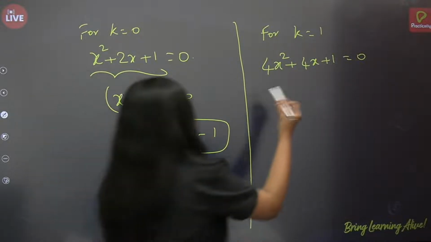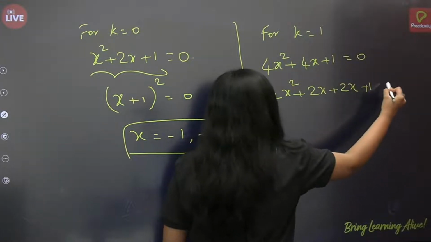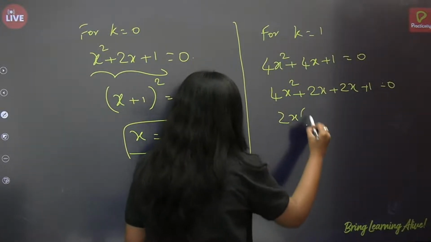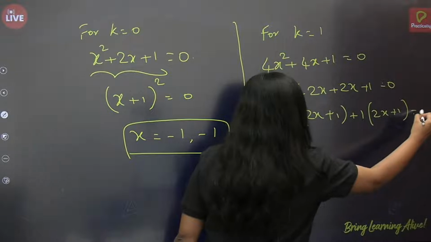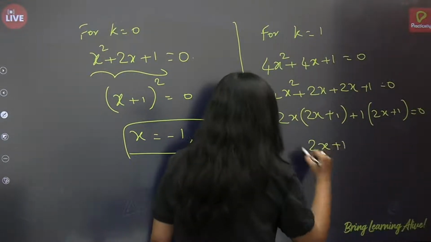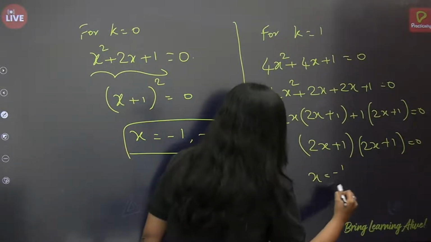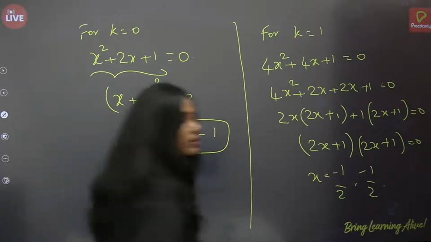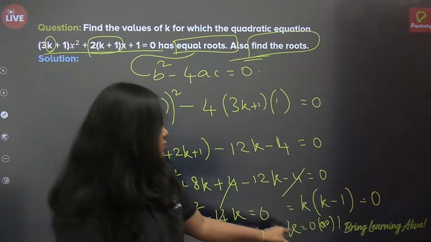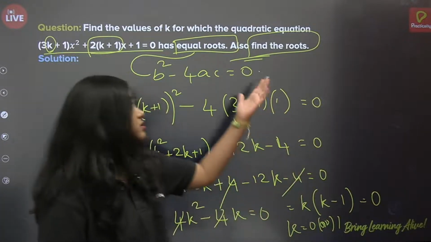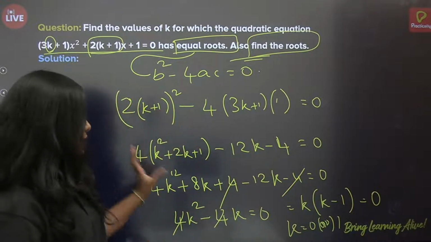Again, apply factorization. 4x square plus 2x plus 2x plus 1 equals to 0. So this will be 2x of 2x plus 1 plus 1 of 2x plus 1 equals to 0. So this will be 2x plus 1 into 2x plus 1. So what is the x value here? x is equal to minus 1 by 2, minus 1 by 2. Right? So this is how you solve it. If you get k equals to 0 or 1 and stop here, you read half the question and lose marks, right? So make sure you read the complete question and solve it.